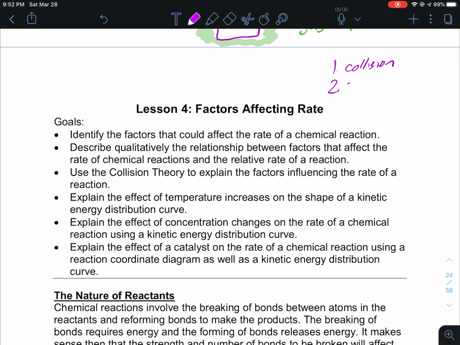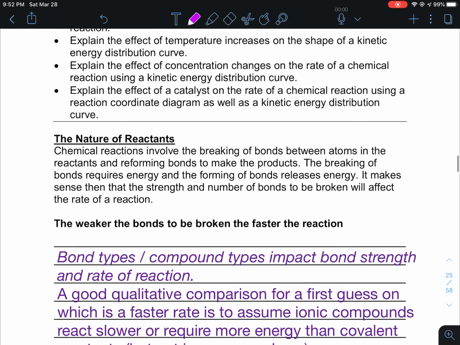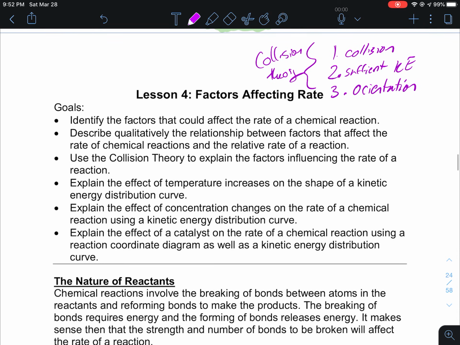2, sufficient KE. And 3, we need sufficient KE. And the last one, orientation. So these are our 3 factors of collision theory. So the things that are going to affect this.